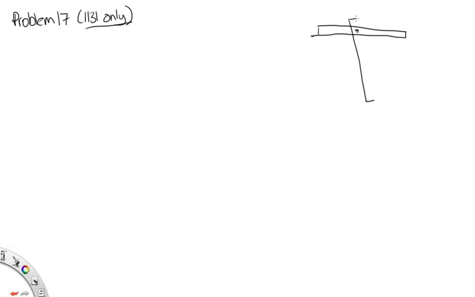Problem 17. This is 1131 only. In this problem, we have a rod which is pivoted about a point. So here's our rod. It makes an angle theta, so it oscillates backwards and forwards, making an angle theta. The length of the rod is L.